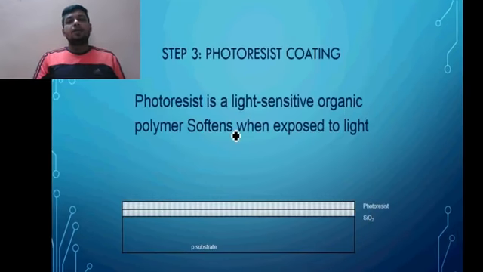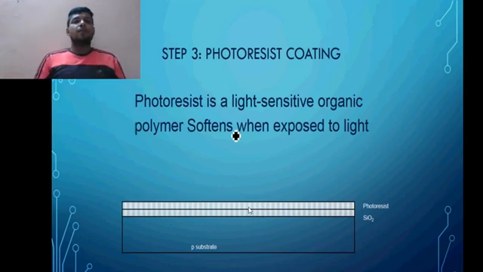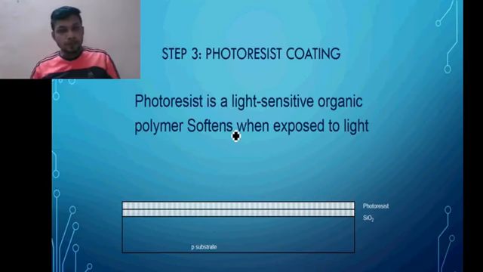Step three is photoresist coating. So first we had a silicon dioxide coating, and upon that we are having a photoresist coating. So photoresist is a light sensitive organic polymer that softens when exposed to light. So this layer, when it is exposed to the light, will get softened.